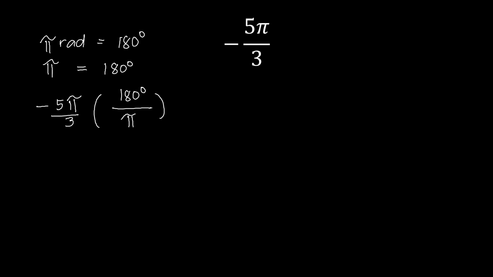So we may now cancel this and this one, including the unit as well. And then on 3 and 180 degrees, we may cancel the common factor, which is 3. So 3 divided by 3 is 1, and 180 degrees divided by 3 is 60 degrees. Multiplying negative 5 and 60 degrees, that's equal to negative 300 degrees. So that is now the equivalent degrees of our angle measure in terms of radians.